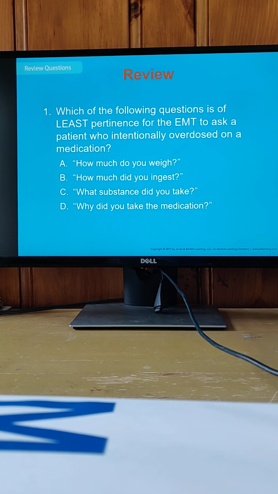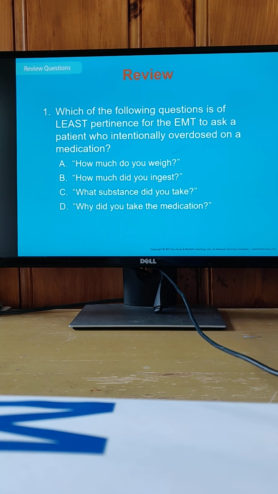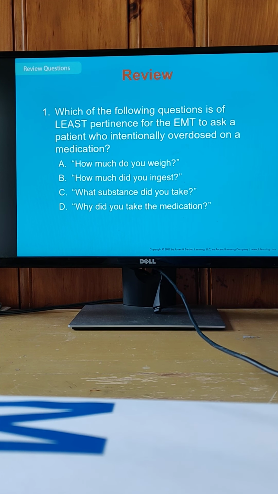Question number 1. Which of the following questions is of least pertinence? Or basically, which of the following questions is the least important for the EMT to ask a patient who intentionally overdosed on a medication? A, how much do you weigh? B, how much did you ingest? C, what substance did you take? D, why did you take the medication?